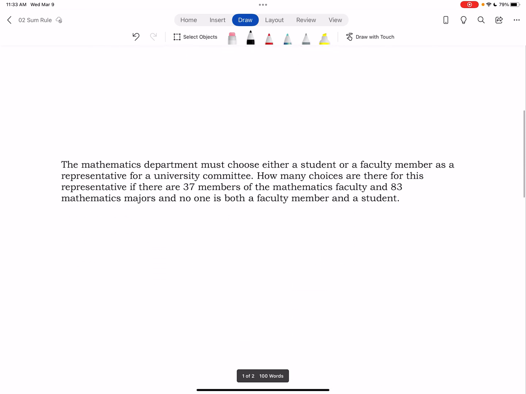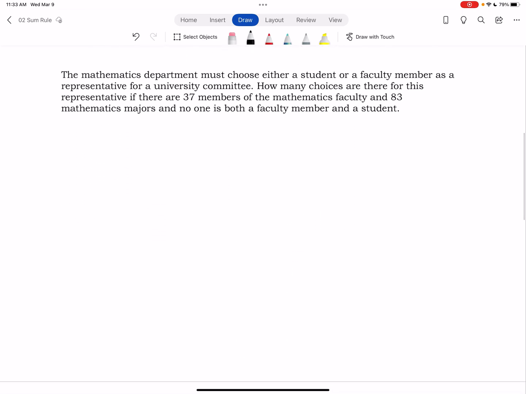So an example of this is the mathematics department must choose either a student or a faculty member as a representative for a university committee. So notice that they're only choosing one representative, one single representative. So they're doing one task. How many choices are there for this representative if there are 37 members of the math faculty and 83 math majors? And no one is both a faculty member and a student. So that tells you that there's no overlap. Here's that word or sticking out at you.